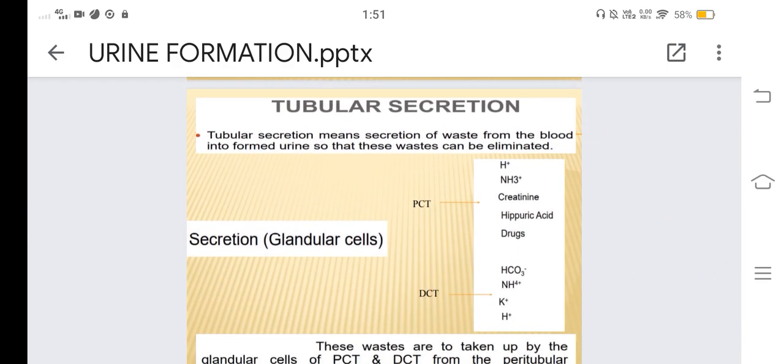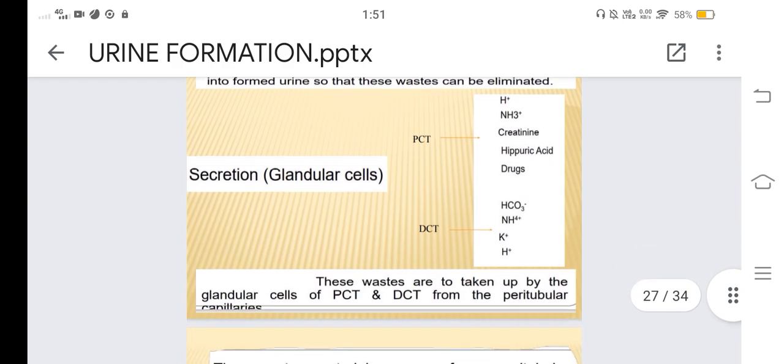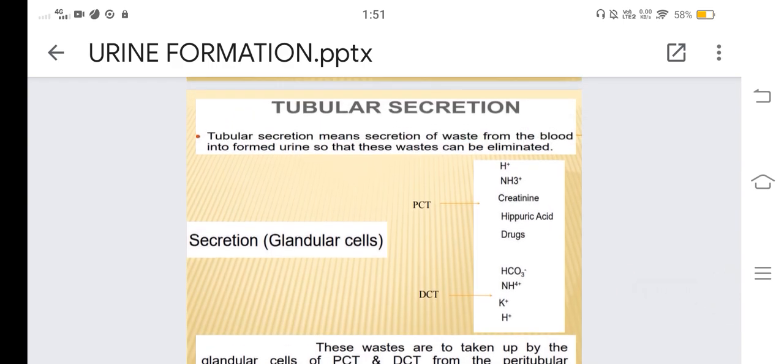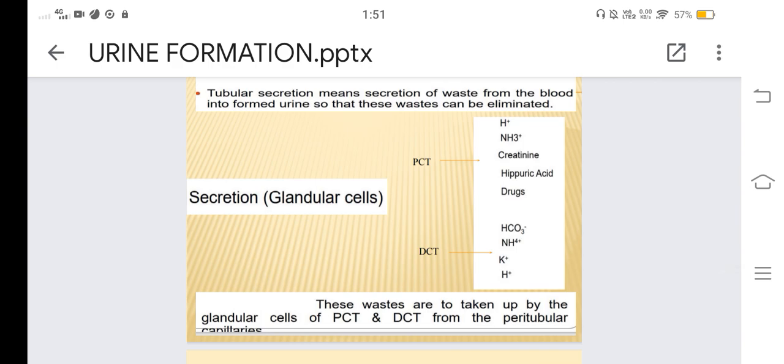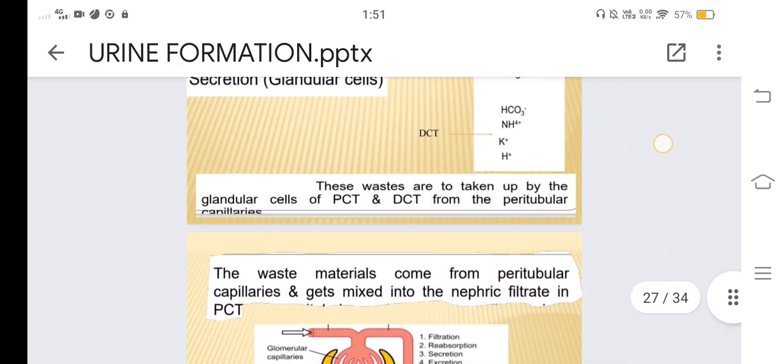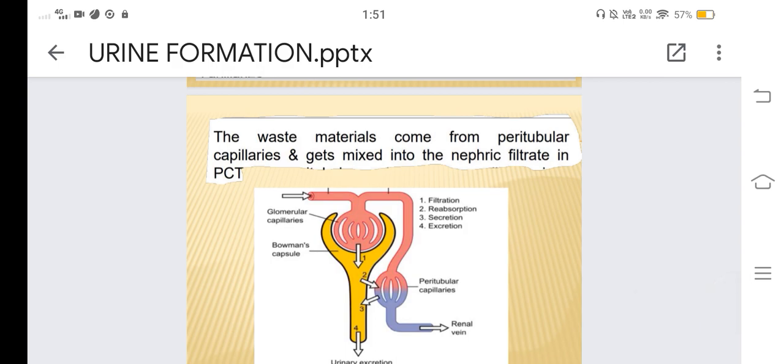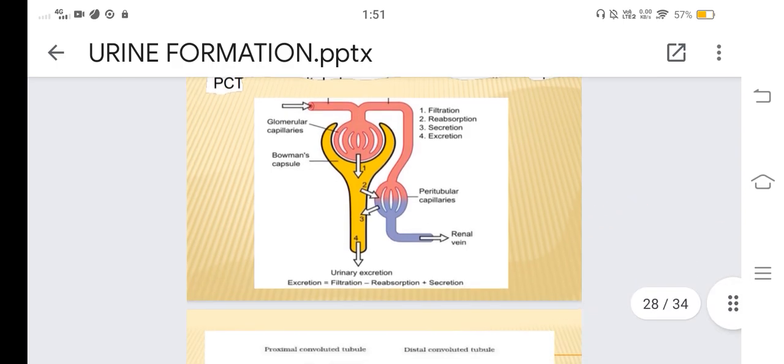Then tubular secretion. Tubular secretion means secretion of waste from the blood into formed urine so that this waste can be eliminated. Then secretion happening in the glandular cells is shown. H+, NH3, creatinine, uric acid, drugs, etc. are PCT related. Then DCT secretes HCO3-, NH4+, K+, H+. These wastes are taken up by the glandular cells of PCT and DCT from the peritubular capillaries. The waste materials come from peritubular capillaries and get mixed into the nephric filtrate in PCT.